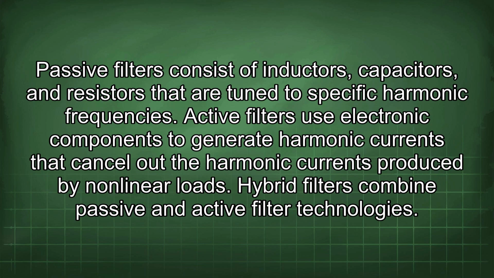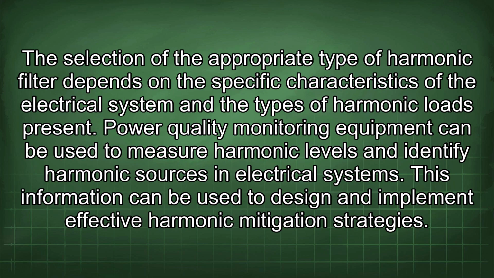Passive filters consist of inductors, capacitors, and resistors that are tuned to specific harmonic frequencies. Active filters use electronic components to generate harmonic currents that cancel out the harmonic currents produced by nonlinear loads. Hybrid filters combine passive and active filter technologies. The selection of the appropriate type of harmonic filter depends on the specific characteristics of the electrical system and the types of harmonic loads present.